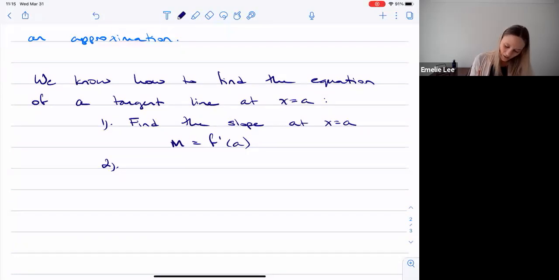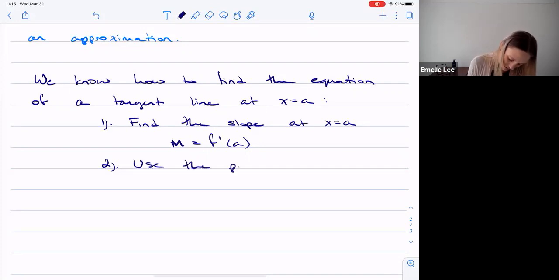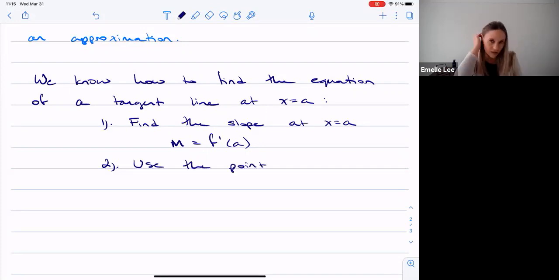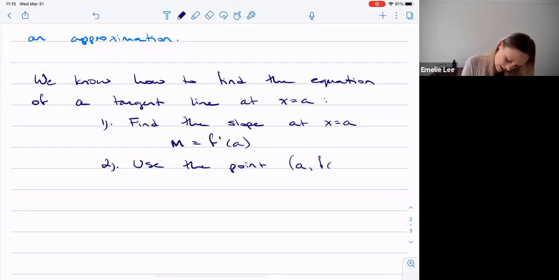Okay, so then if we're interested at x equals A, then of course there is some output value f of A. And so we use the point, right? Because if we're using the point slope form of a line, we need a point, and we have the slope. So we're going to use the point A, f of A. Notice that this is my x, and the output is just f of A. That's fine.